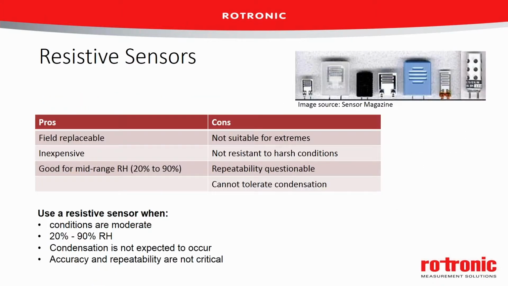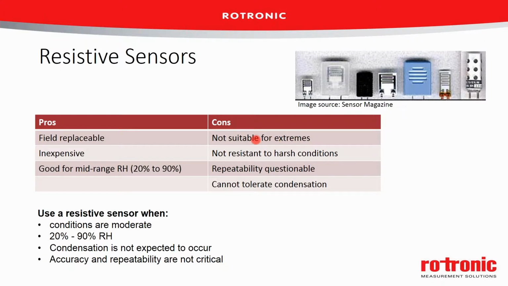Pros and cons for a resistive sensor. They are field replaceable, so they're easy to use that way. If they get ruined, you just pop the old one out, pop a new one in. Pretty inexpensive. They're good for the mid-range from 20 to 90%, so like an office building or something like that. Office building not in Colorado, by the way. Today it's snowing and cold in Colorado where I am, and I measured the relative humidity in my office is about 8%. Pretty dry.